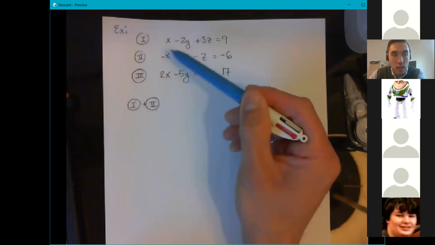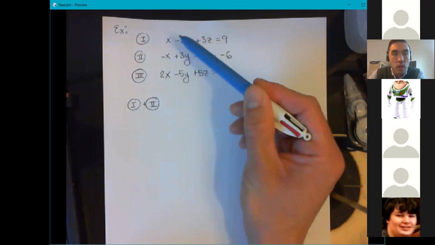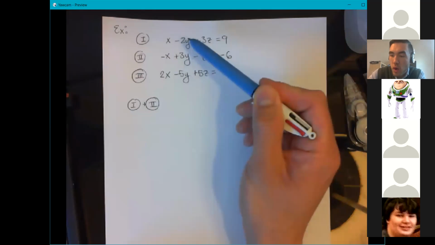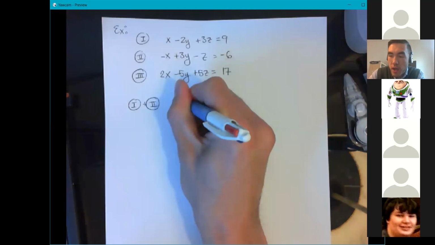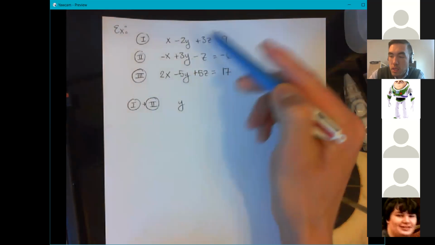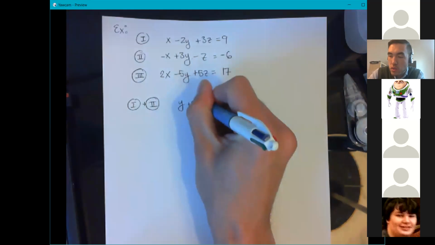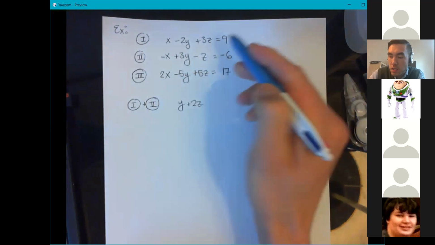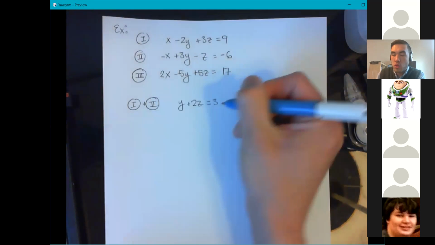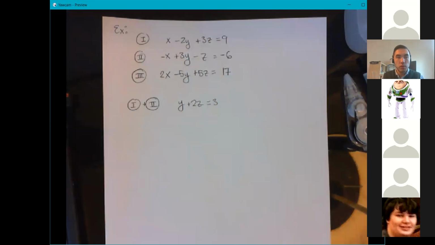The x's eliminate. That's good. That was the point. And then it's going to be negative 2y plus 3y, so this is just going to give me positive y. 3z minus z is going to give me plus 2z. And then 9 minus 6 is going to give me 3. So there is one 2-variable equation produced by adding equation 1 and 2.